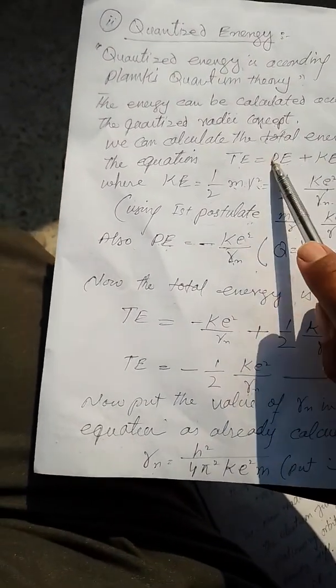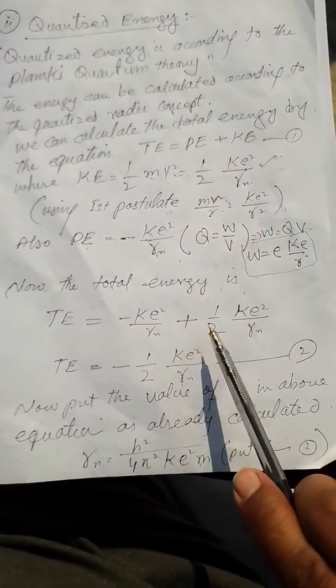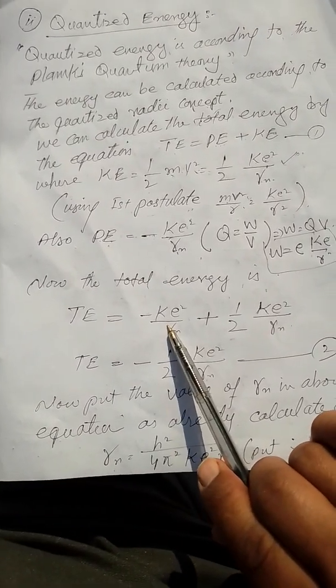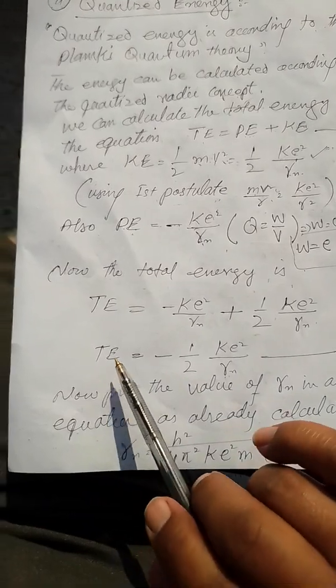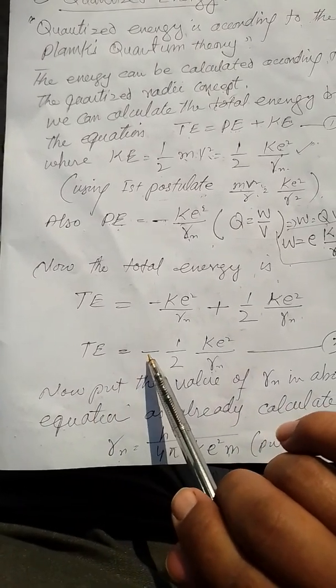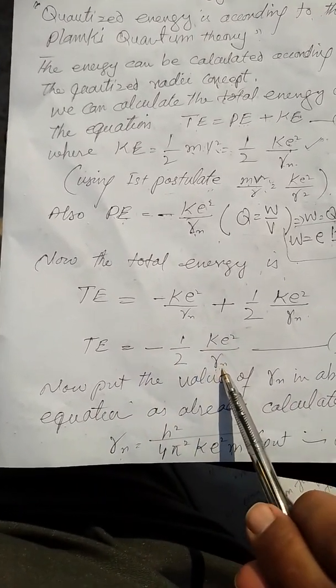Now the total energy is given by the sum of the kinetic and potential energies. So potential energy plus kinetic energy, solving these two, we can have the total energy of the orbit as minus 1 over 2 Ke square divided by Rn.